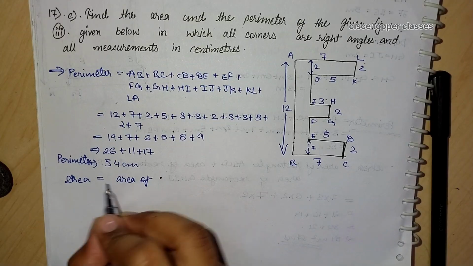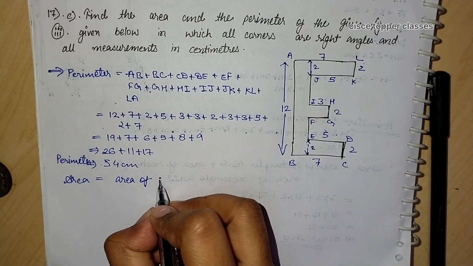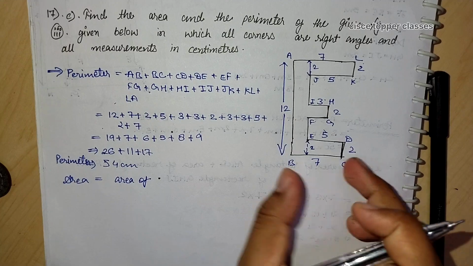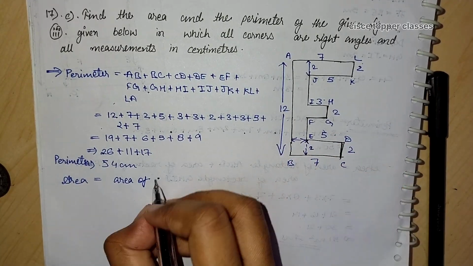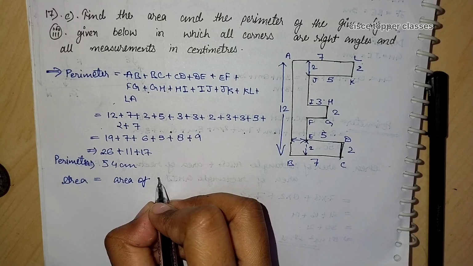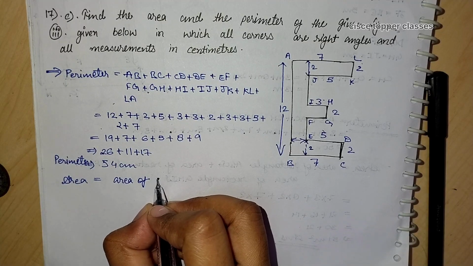Now we have to find the area. So firstly we can write the area of this rectangle here. It will be 7 into 2, which is the area of the first part.